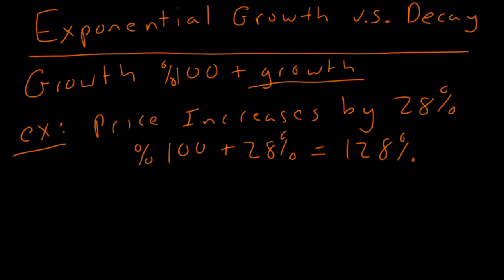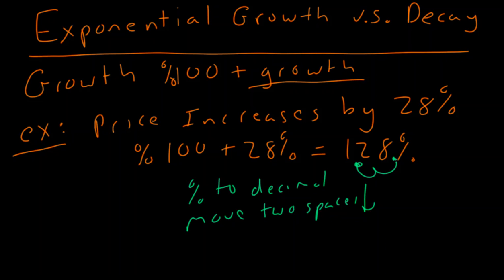But then we always have to convert this into a decimal. So we know there are decimals right there, and to go from a percent to a decimal, we move 2 spaces to the left, okay? In fact, let me write that. Percent to a decimal, move 2 spaces left. So, 28% increase is 128% of the original value, and we can write this as 1.28.